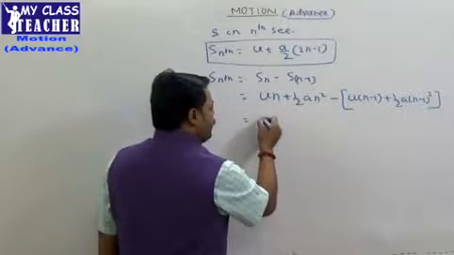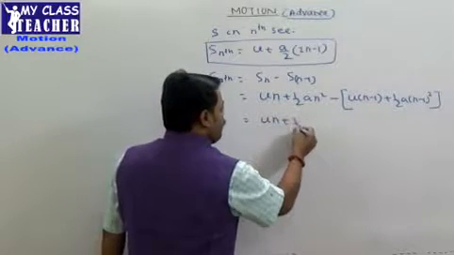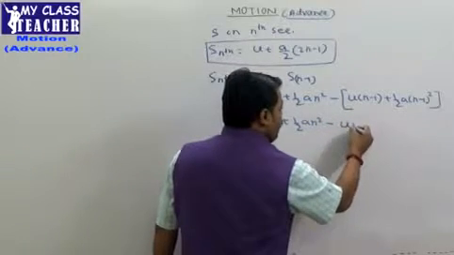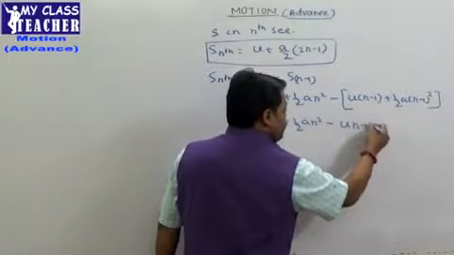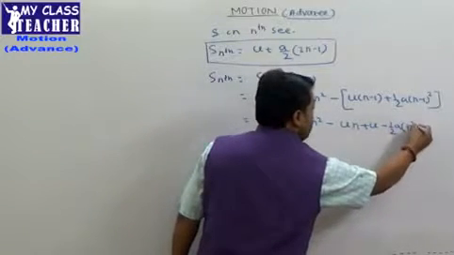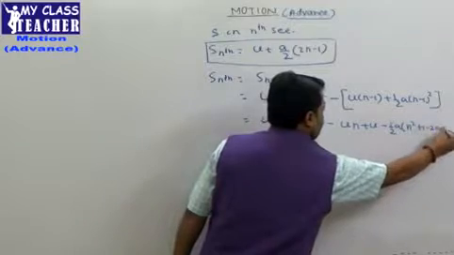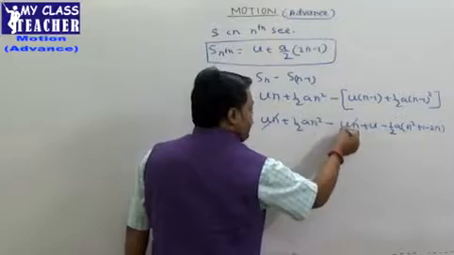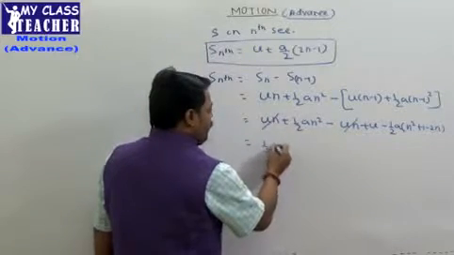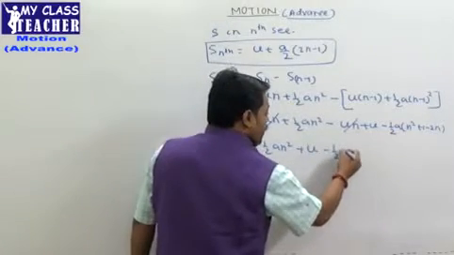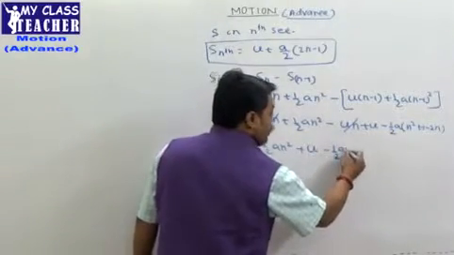अगर इसको further simplify करेंगे, this is un plus half a into n square minus u into n minus 1, again minus half a into n square plus 1 minus 2n. तो इसको simplify करेंगे, this is un and un will get cancelled here. So this is equal to half a into n square plus u minus half a into n square.